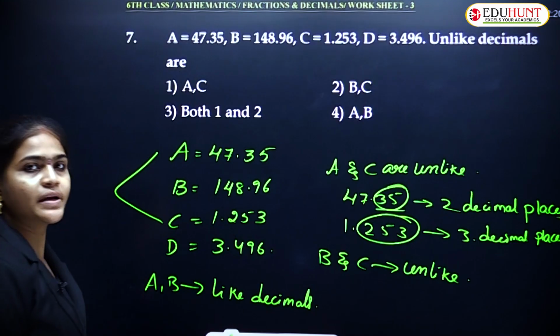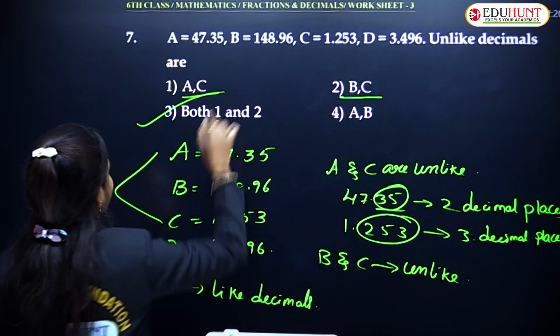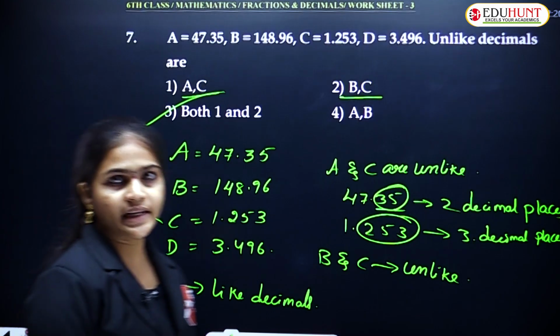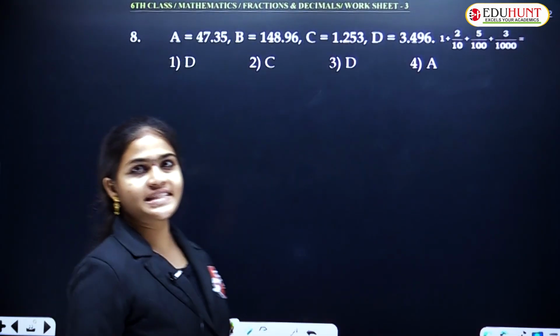Understand? As per this one here, which options are correct here? A and C satisfies, B and C satisfies. So the answer is both 1 and 2. Understand? Yes. Let us see the next, 8th question.